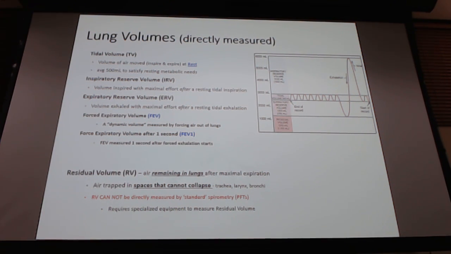The FEV1, so after 1 second, remember in that first second, most of the air we're measuring is coming out of those larger airways. So the FEV1 is a specific measurement, and in theory, it's supposed to measure the patency of those larger airways. So when we talk about things like COPD and asthma, which are medical conditions associated with obstructive airway disease, this FEV1 is going to be an important measure in terms of making those diagnoses.